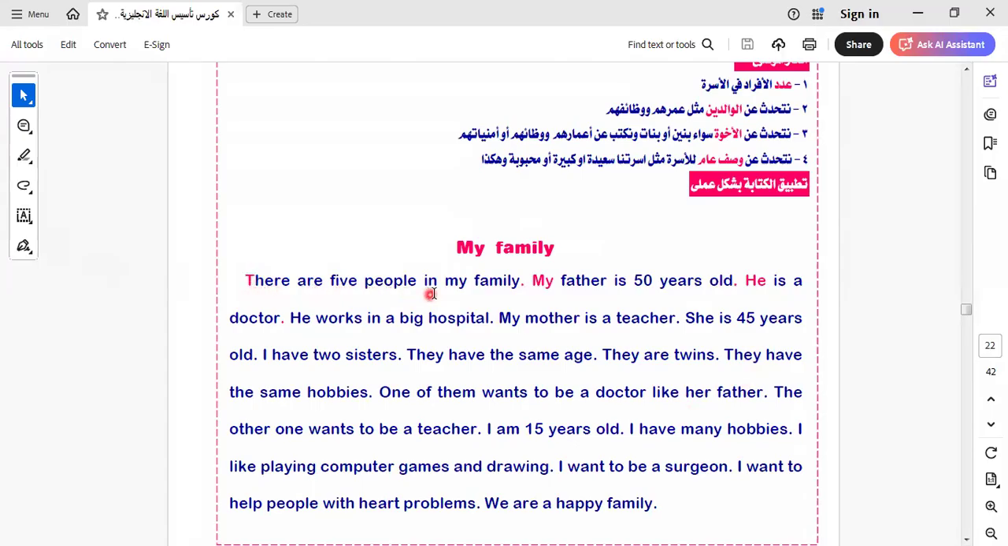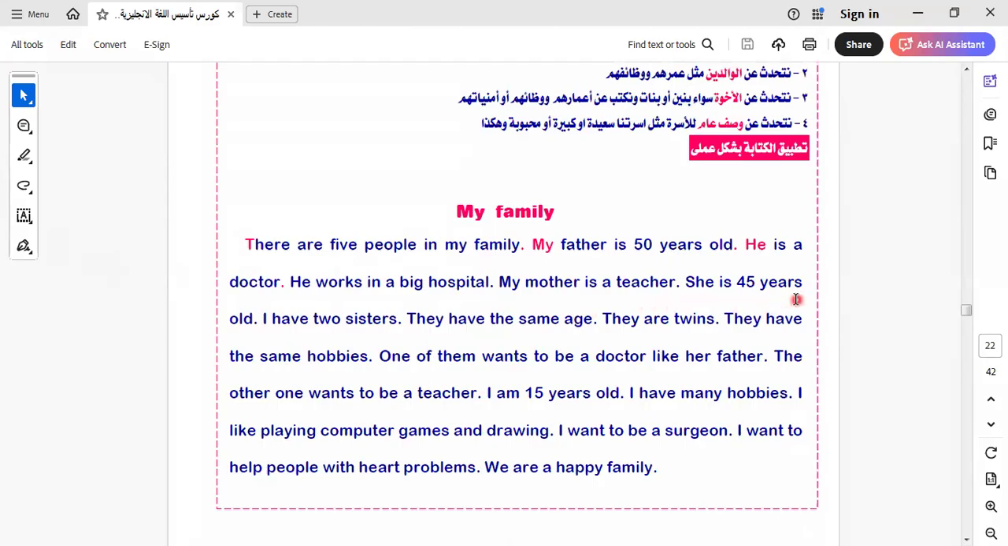There are 5 people in my family. My father is 50 years old. He is a doctor. He works at a big hospital. My mother is a teacher. She's 45 years old. I have 2 sisters. They have the same age. They are twins.